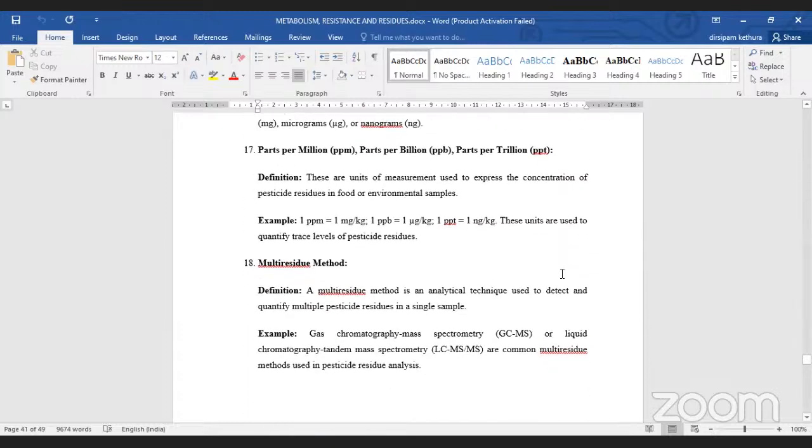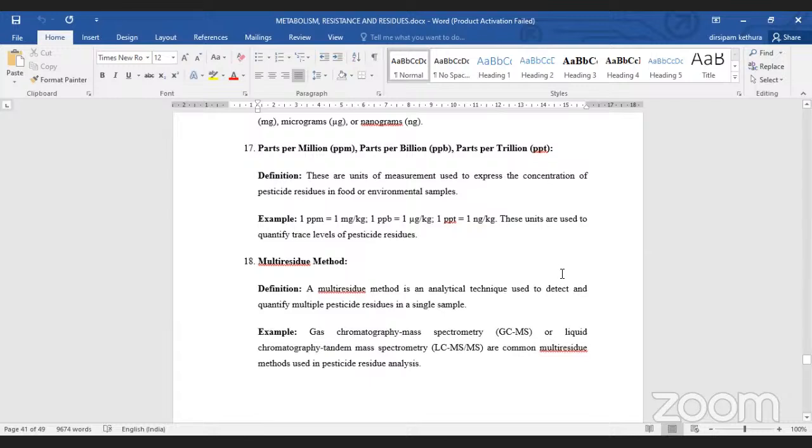And next, parts per million. These are the units of measurements. Parts of residue in a million parts of sample is called parts per million. And the second one is parts per billion. 1 nanogram of pesticide per gram of a sample or 1 microgram per kg of sample is part per billion.